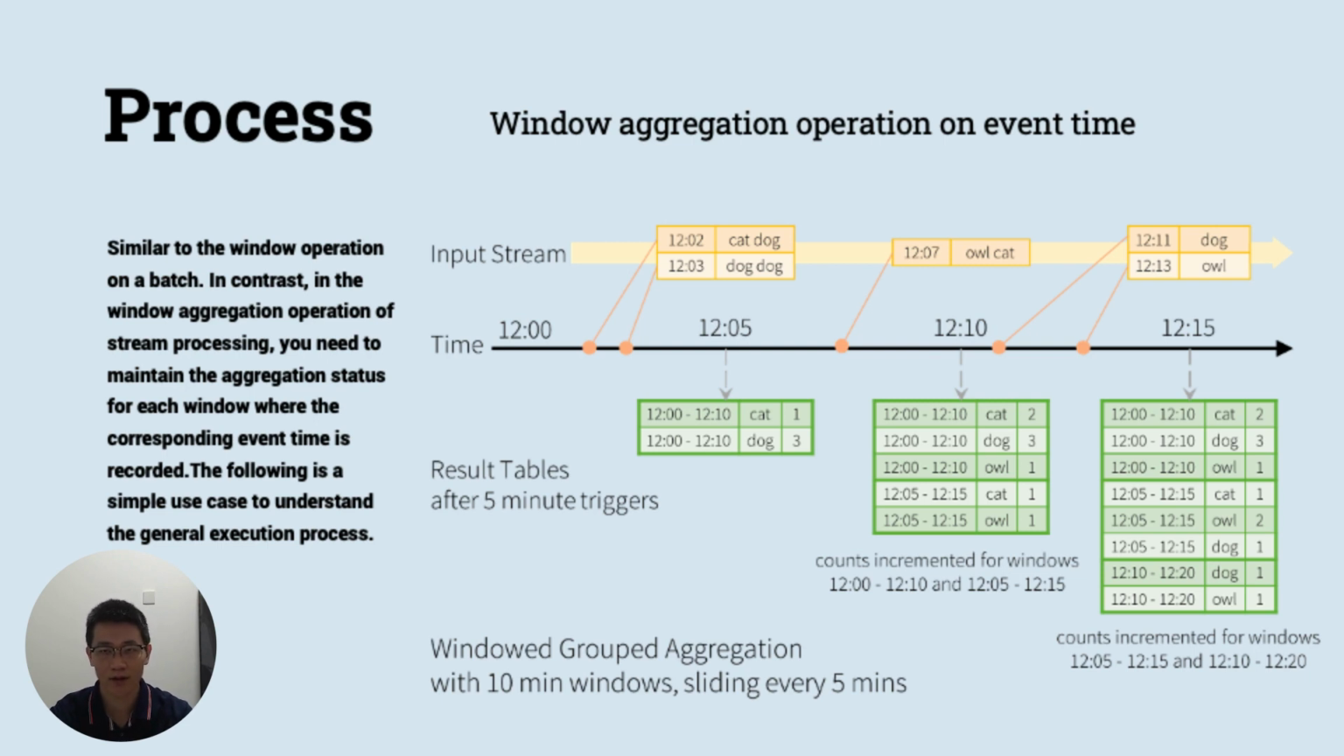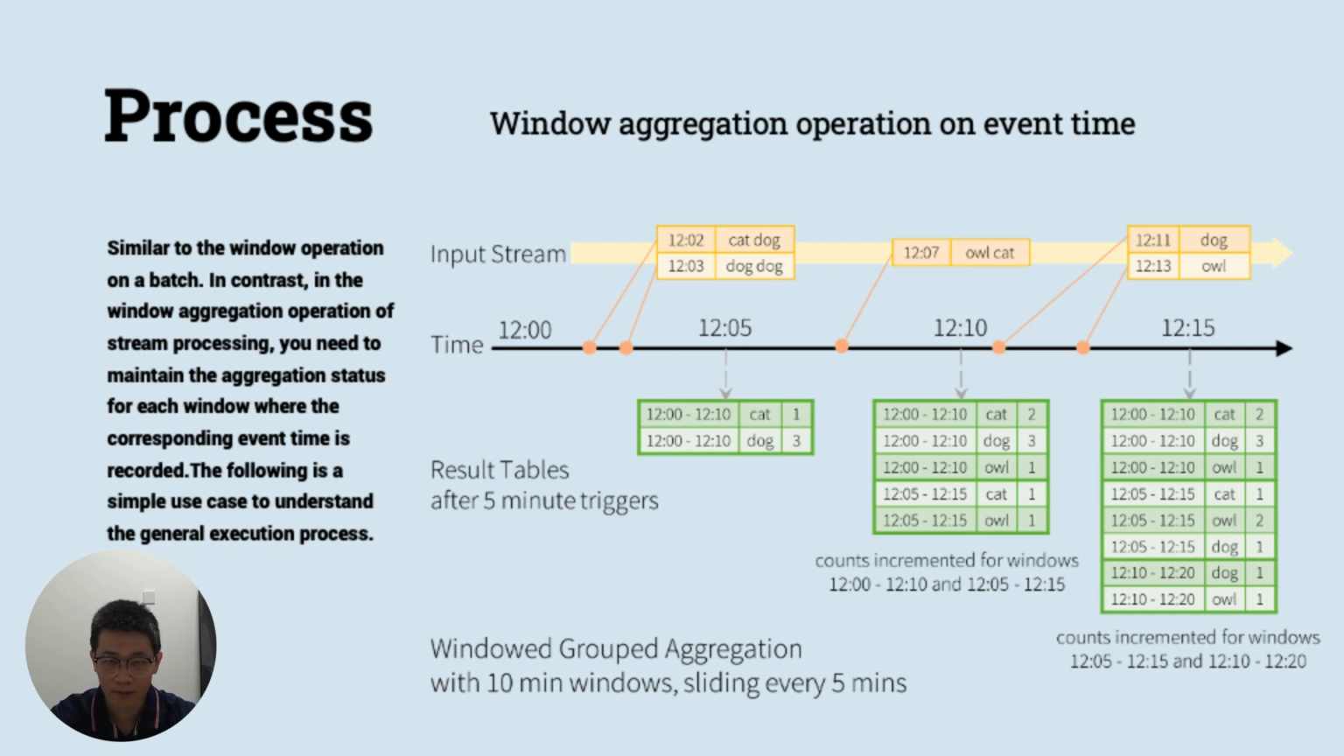Now, let's dive into time-based window aggregation operations. Window aggregation is a typical and widely used scenario in stream processing. We will use a scenario to explain the concept. Window aggregation operations in streaming are quite similar to those in batch processing. They involve maintaining an aggregation state for records associated with each time window.